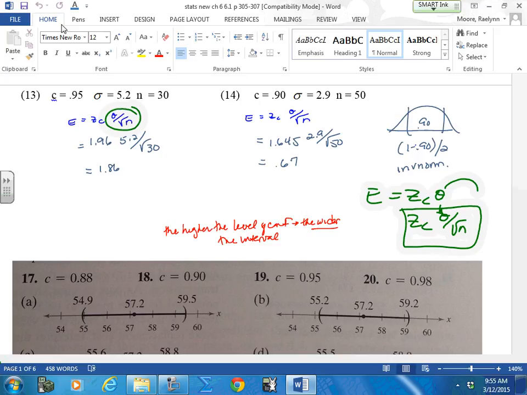Remember how to find your ZC. You have a chart, but you have to know how to find it. Inverse norm, 1 minus 0.95, parentheses, divide by 2. At this point in your life, you shouldn't be having a parentheses problem. And then you get, round up to 1.96.